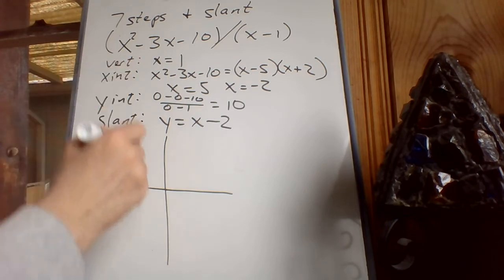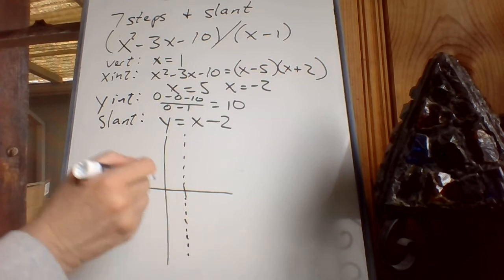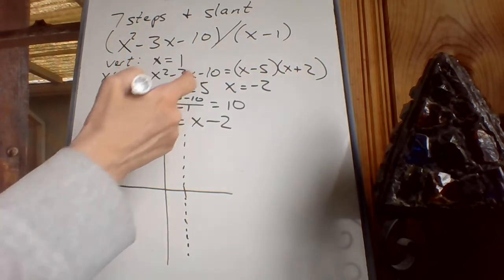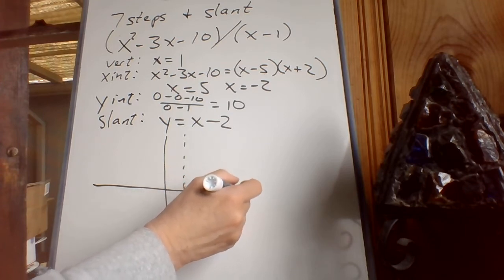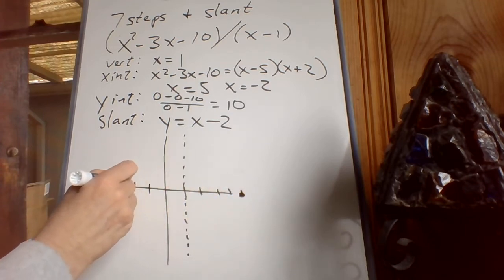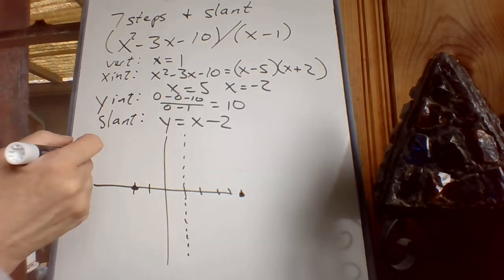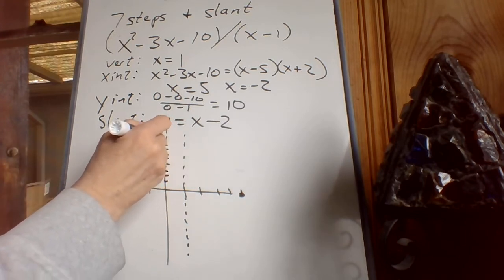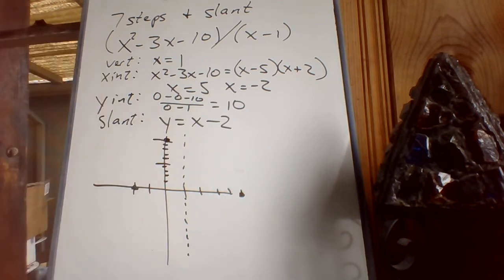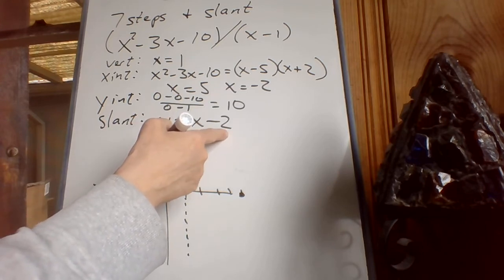All right, it has a vertical asymptote at 1. It doesn't have a horizontal asymptote. It has x-intercepts at 5 and at negative 2. It has a y-intercept at positive 10. Not to scale, but it's got to fit on there. And a slant at y equals x minus 2, so mx plus b.